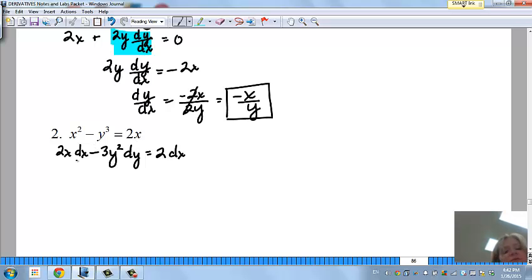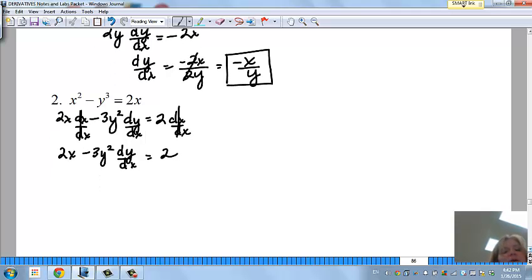Now go through and divide everything by dx. So this cancels out and this cancels out. Now I have 2x minus 3y squared dy/dx equals 2. Now again, we're solving for dy/dx. This is what we're looking to isolate right here.